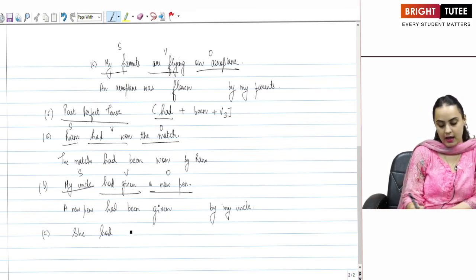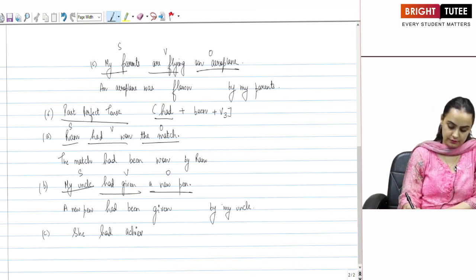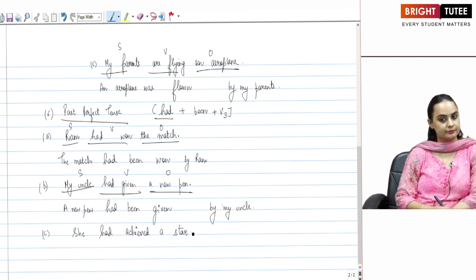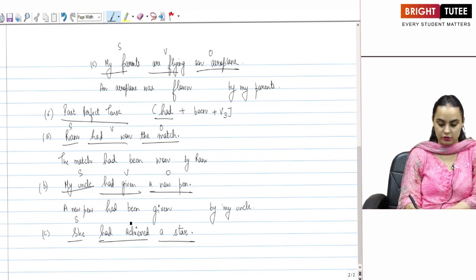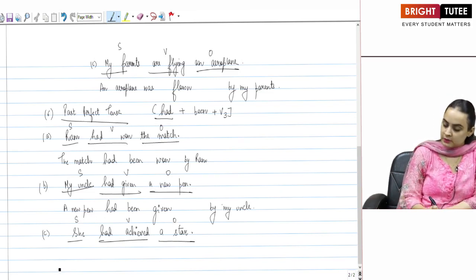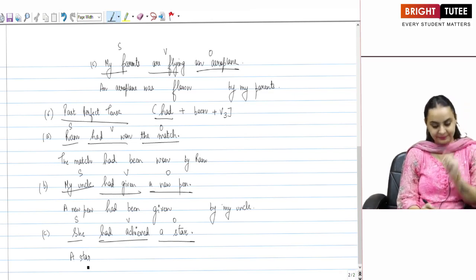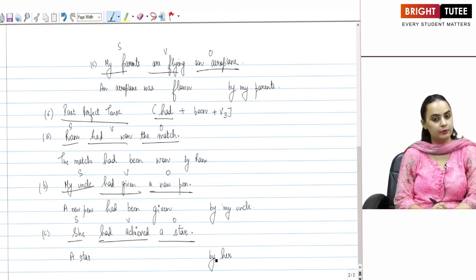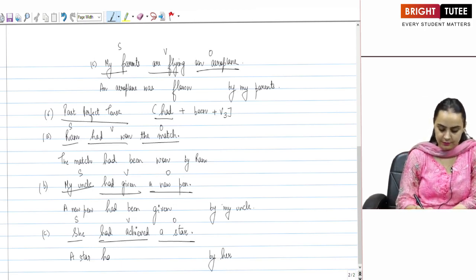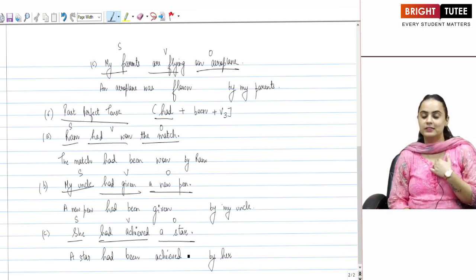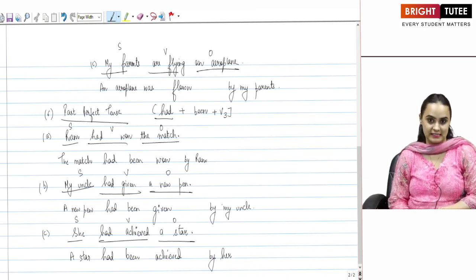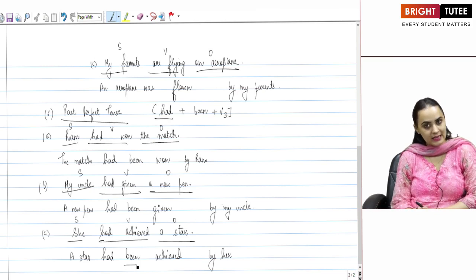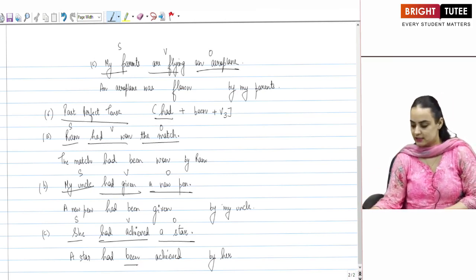She had won or she had achieved a star. Divide subject, verb, object. Object becomes my new subject. A star. She becomes my new object. She changes to her. And we add by before it. Had achieved. So, a star had been achieved by her. The simplest transformation is for the past perfect tense because your verb remains the same. We only add been. And we change the position of the subject as well as the object.